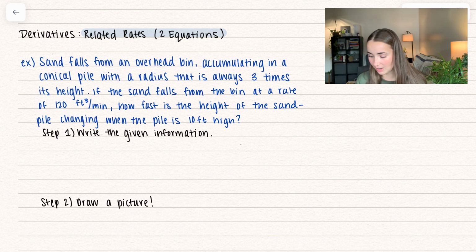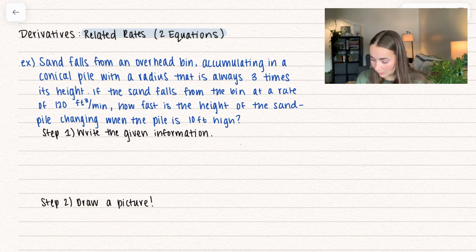Sand falls from an overhead bin, accumulating in a conical pile with a radius that is always 3 times its height. If the sand falls from the bin at a rate of 120 feet cubed per minute, how fast is the height of the sand pile changing when the pile is 10 feet high?